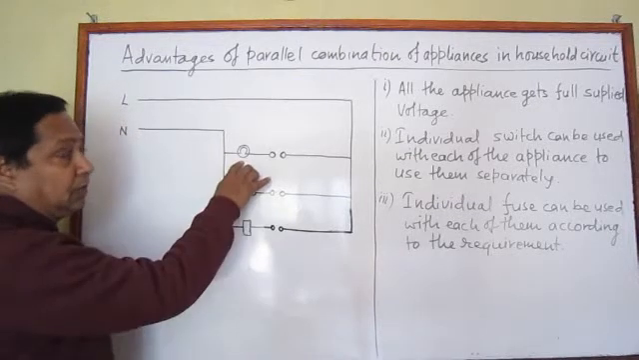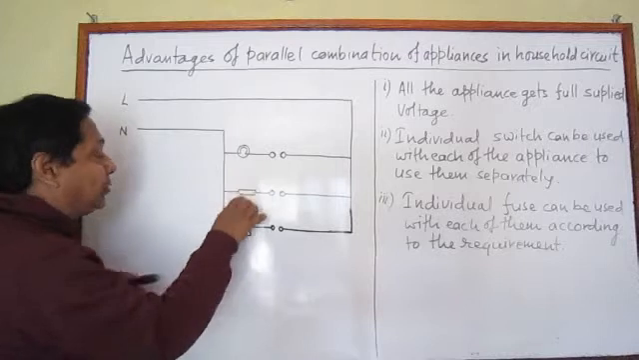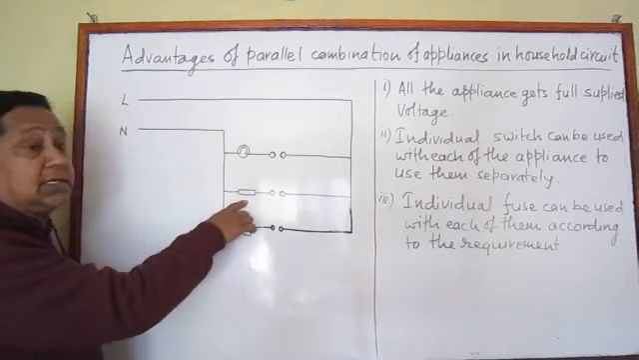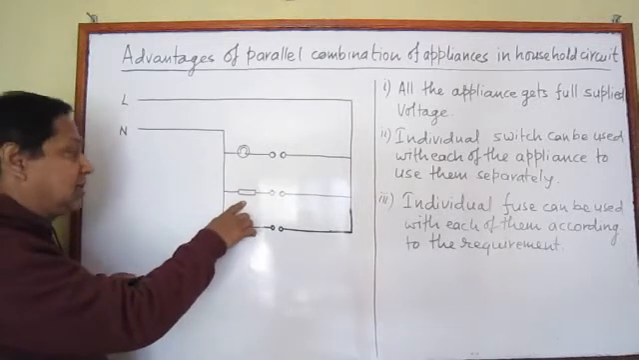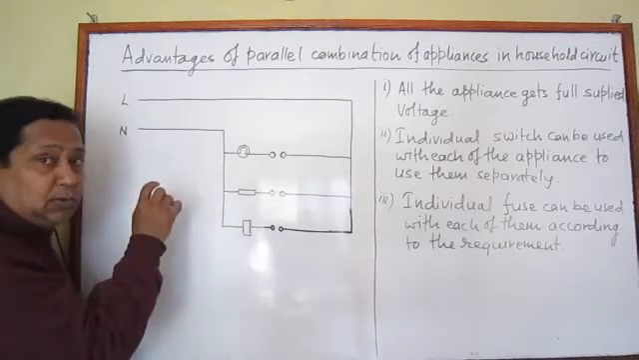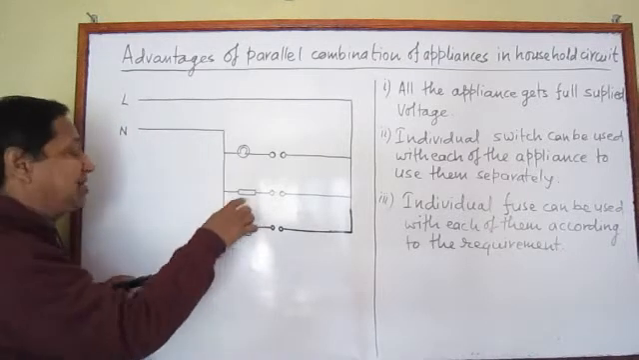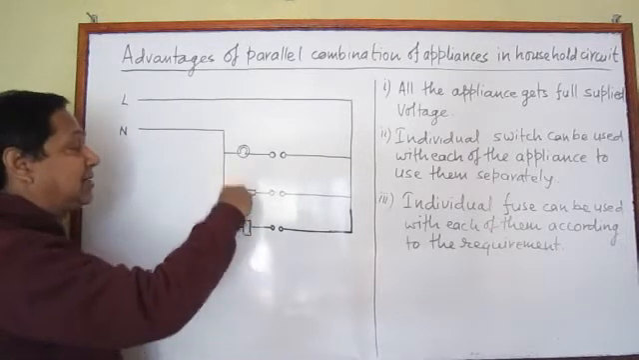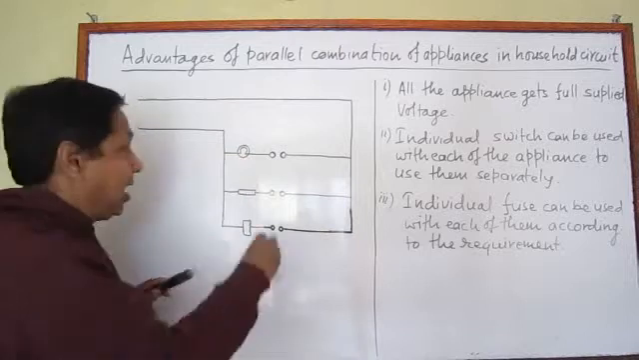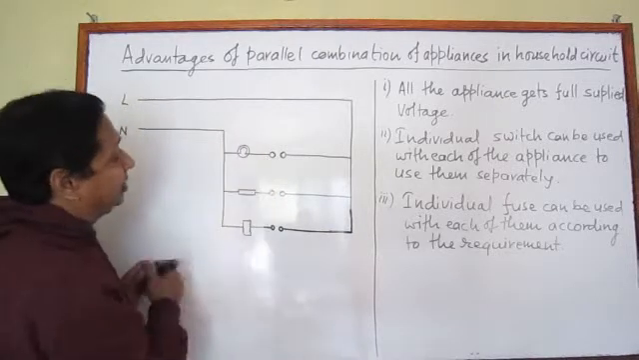This is a bulb which is connected in parallel with this. Let's say this is a tube light, and this is connected in parallel with another one. Let's say this is an electric iron. Bulb, tube light, electric iron. All of them are connected in parallel with each other, and this is the parallel combination.